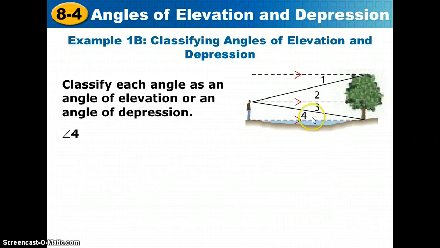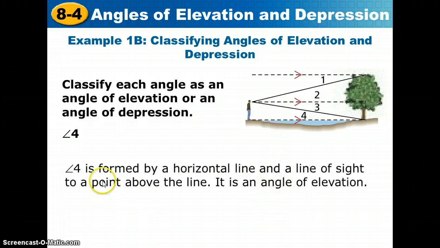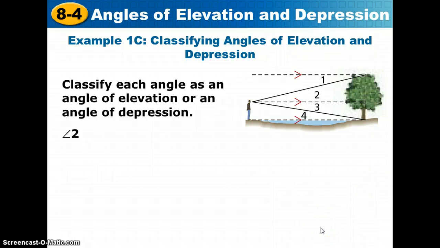Let's take a look at B. They talk about angle 4. Well, our horizontal line is running with the ground here, and the angle 4 is created by this horizontal line and this line of sight from the base of the tree. Imagine a little frog down at the base of the tree looking up at this person. So that person is above the horizontal line, so angle 4 is an angle of elevation. Angle 4 is formed by a horizontal line and a line of sight to a point above that line, so it's an angle of elevation. This last sentence is the main thing you need to write. So why don't you try parts C and D and see if you can identify the angles as elevation angles or depression angles.